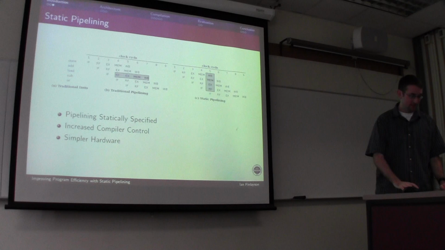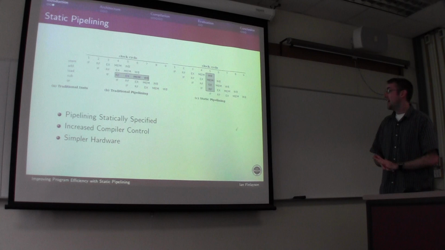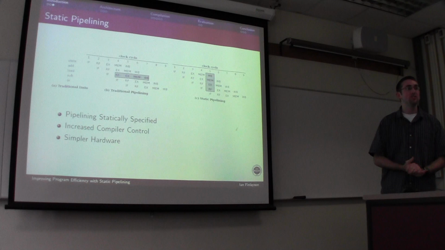And this leads to increased compiler control because it doesn't have to do things that aren't necessary because it can see that they're going to be done. And also simpler hardware because we don't have to worry about those things like forwarding or hazards or pipeline registers I talked about earlier.